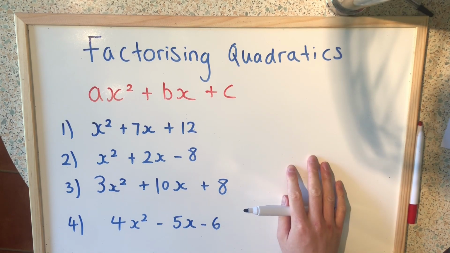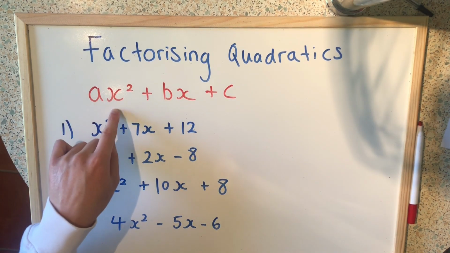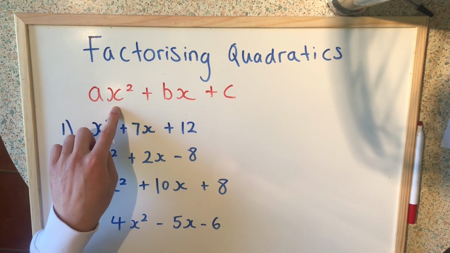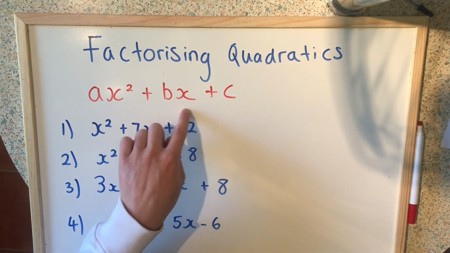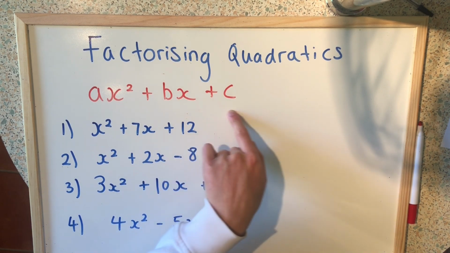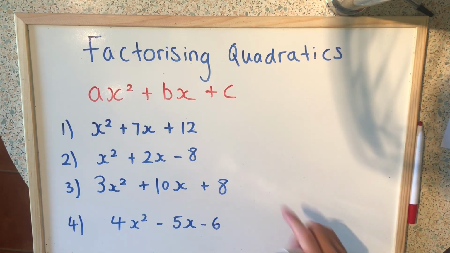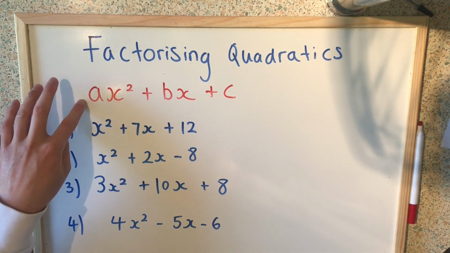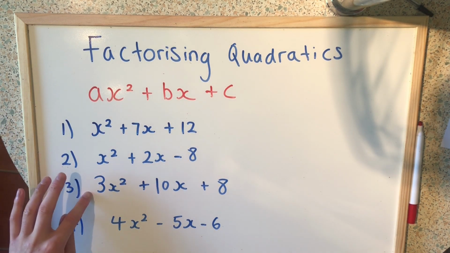So we'll be looking at factorising quadratics of this form, ax squared plus bx plus c, where a is the coefficient of the x squared term, b the coefficient of x, and c is just a number, just a constant. So we'll be looking at these questions 1, 2, 3 and 4, where the coefficients of a change from 1 to 3 to 4.